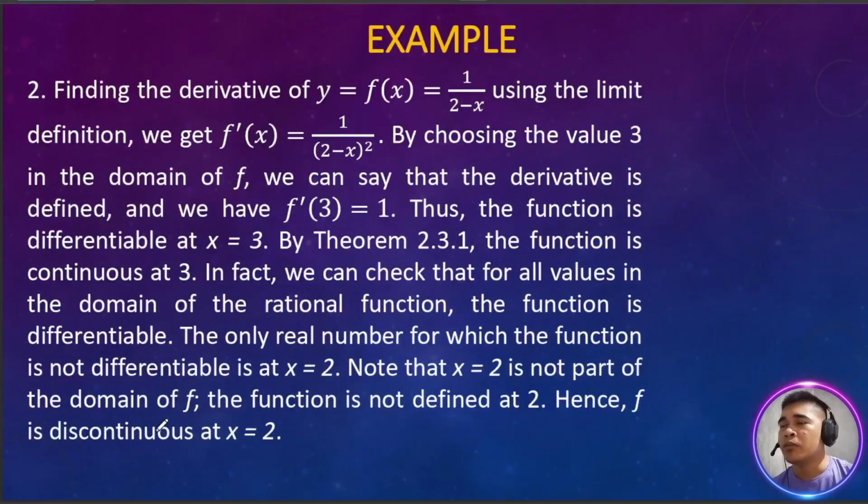For number 2, finding the derivative of y is equal to f of x is equal to 1 over 2 minus x using the limit definition on our previous topic. We get the derivative, f prime of x, is equal to 1 over the square of 2 minus x. So, by choosing the value of 3, for example, in the domain of f, we can say that the derivative is defined, and we have f prime of 3, or the derivative of the function at point 3, is equal to 1. Thus, the function is differentiable at x is equal to 3.